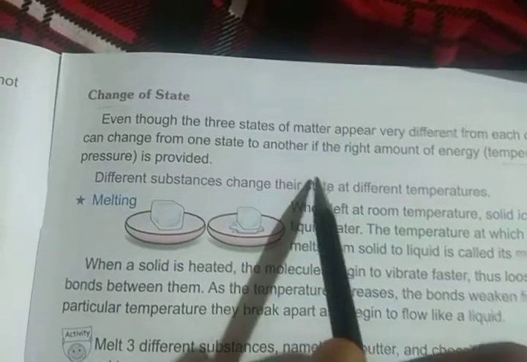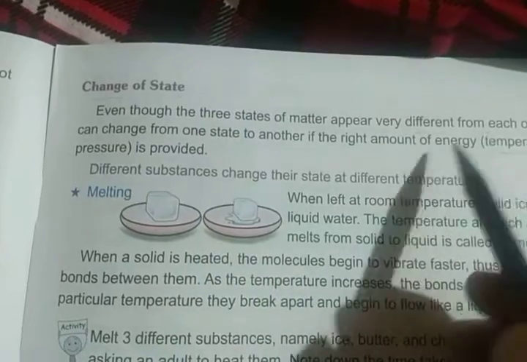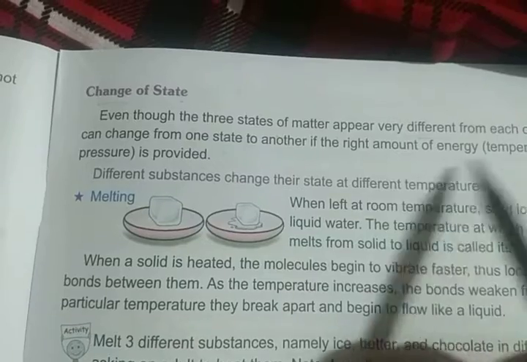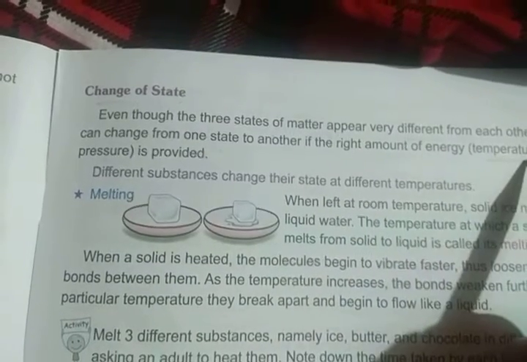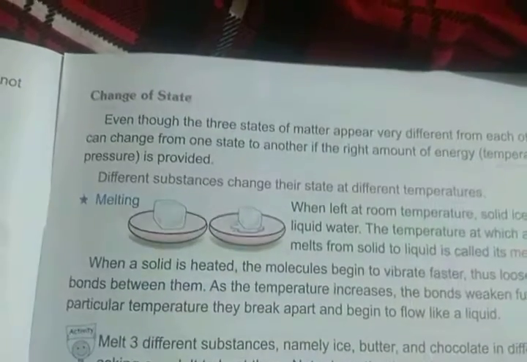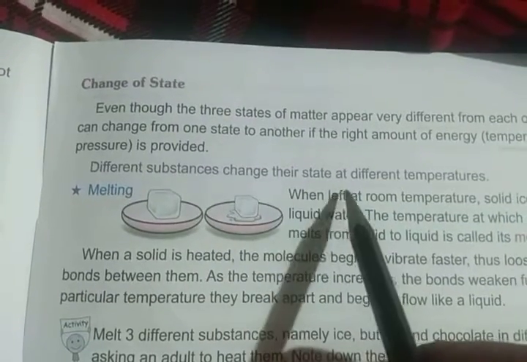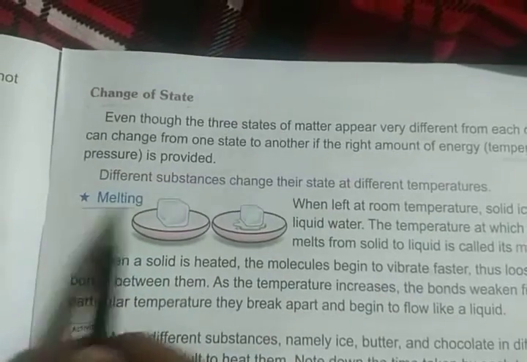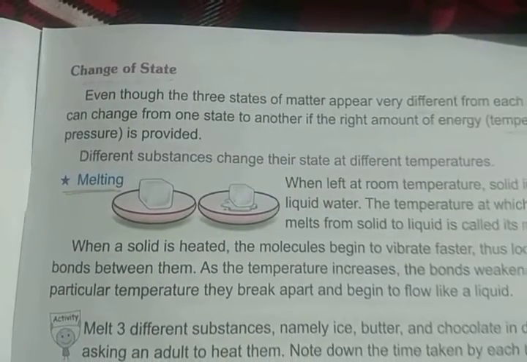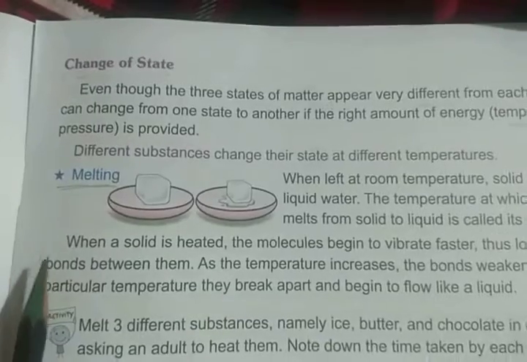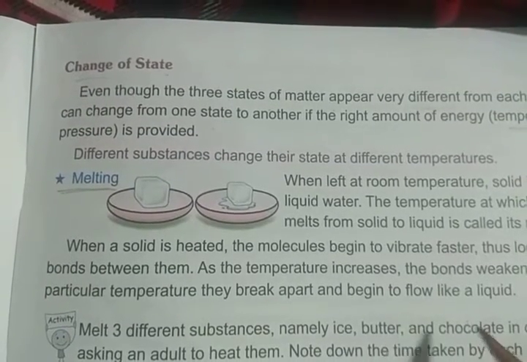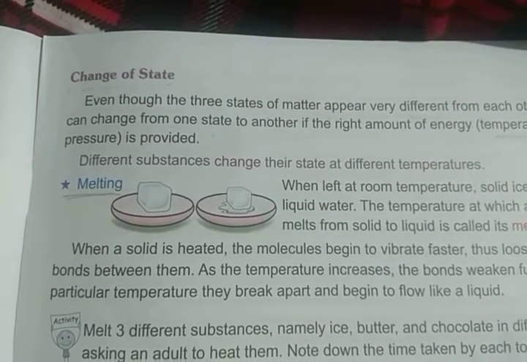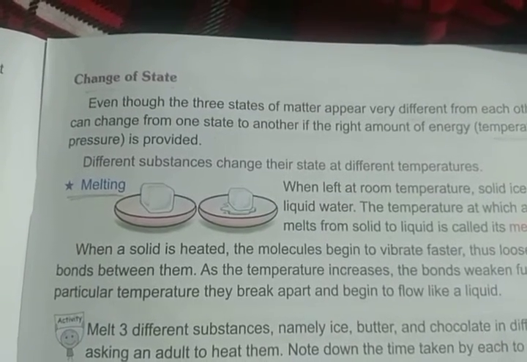The states of matter change from one state to another when we apply a certain amount of energy like temperature and pressure. Okay, so different substances change their state at different temperatures. Here one word is given, melting. Melting means the temperature at which a substance melts from solid to liquid is called melting.